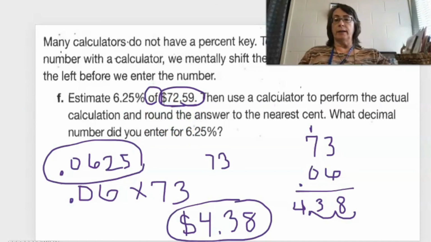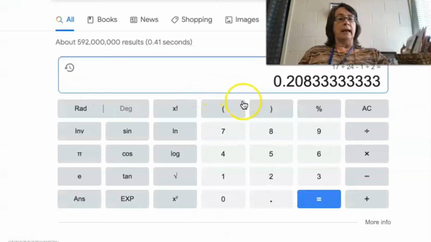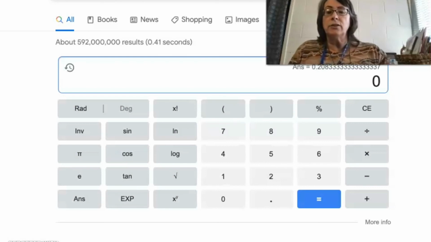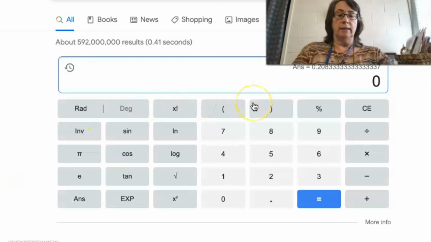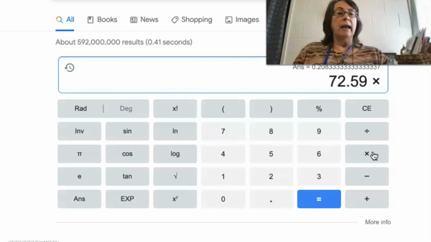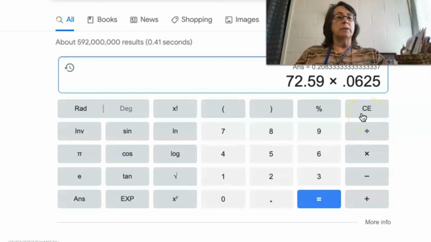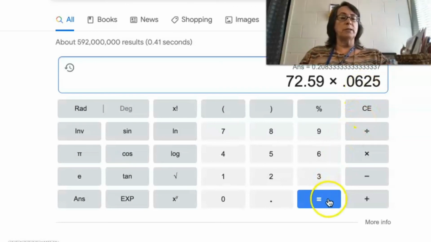Okay, so let's come over here to our calculator, and we have to clear that out. I'm not sure why it's not looking cleared, but let's try that. So we're going to put the number, 72.59, and we're going to hit times, and we're going to use 0.0625 because that's the decimal equivalent of 6.25%.